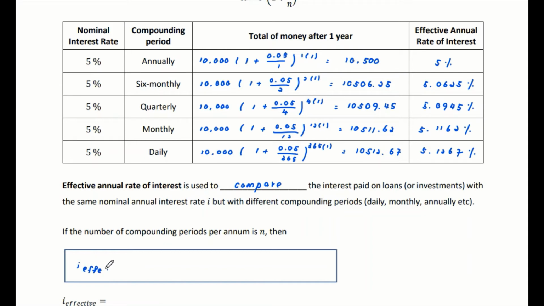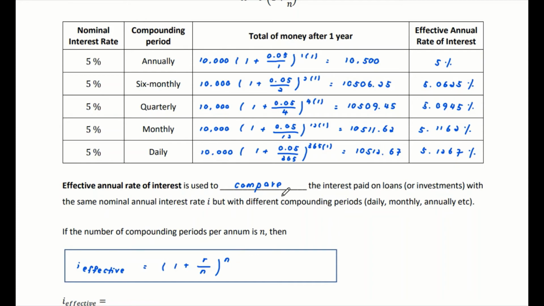So this is the short form that will be given in the formula in your examination as well. So how do we calculate this? It's definitely the same thing like how do we calculate this. So you will be using 1 plus, and then the R here is your nominal interest rate, and you are going to divide by how many times you compound in a year. Okay, how many times you compound in a year? So if the number of compounding periods per annum is n, then after that you are going to multiply with power n.